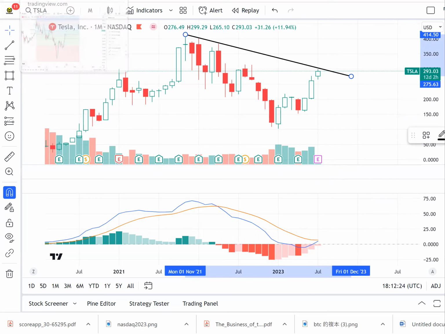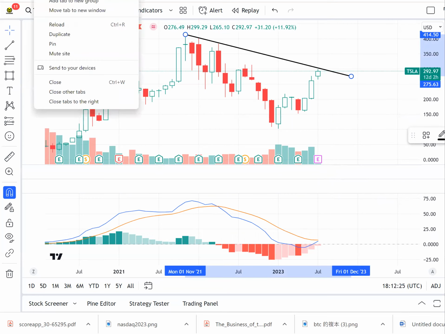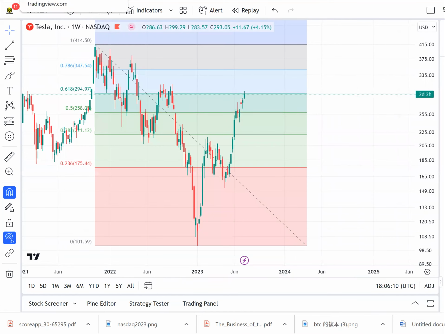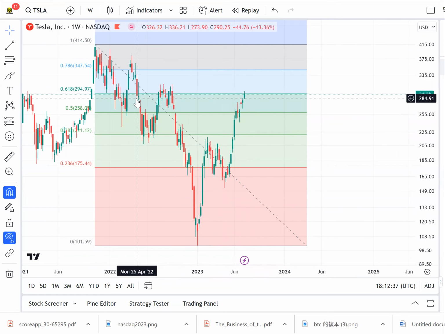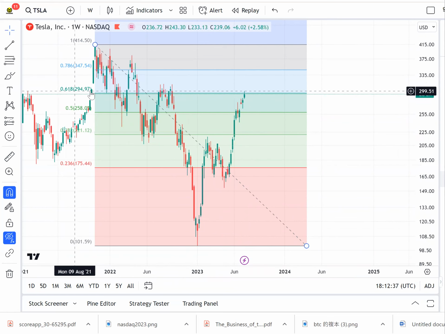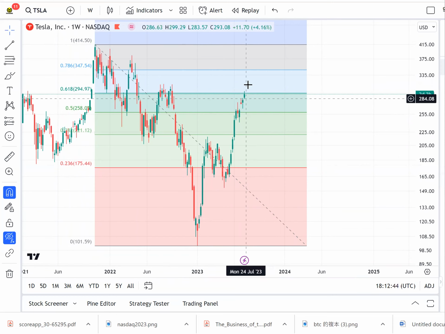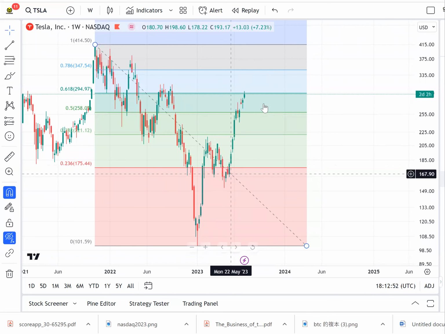So the next one I want to show you is our weekly chart. If you look closer, this is our golden ratio. From the highest point to the lowest point, you can see the body is closing below 61.8. The wick is already above, but we're getting close to this 61.8. We're already above 50%, so it means we are in a strong trend.